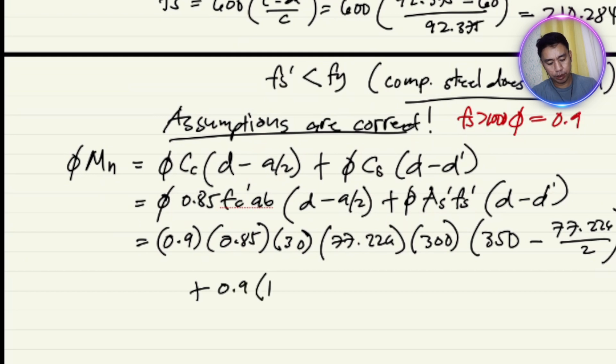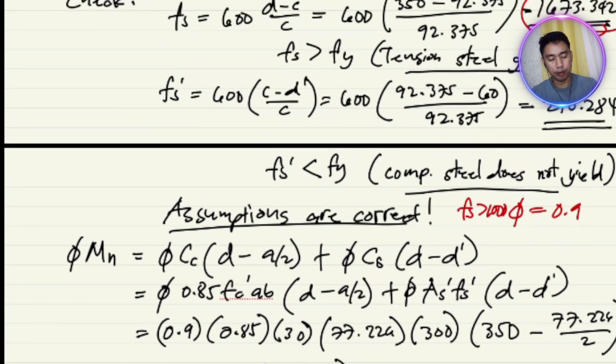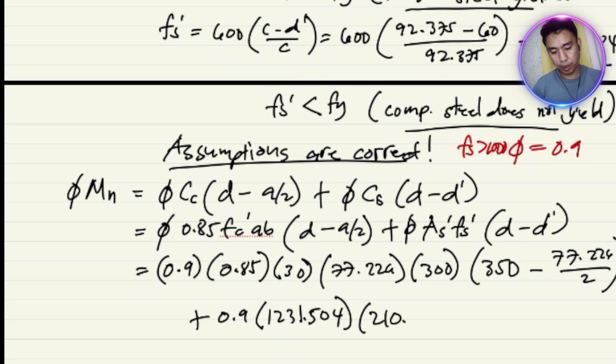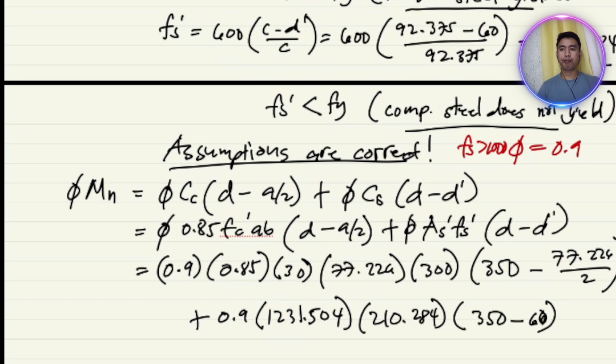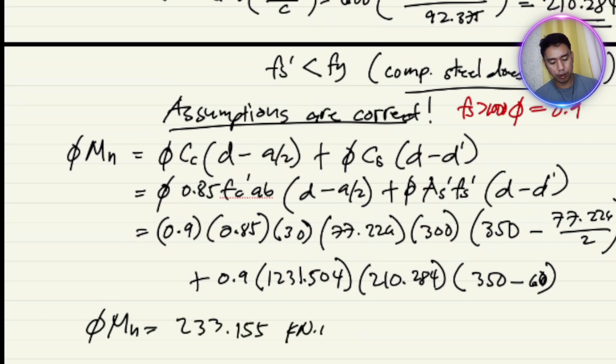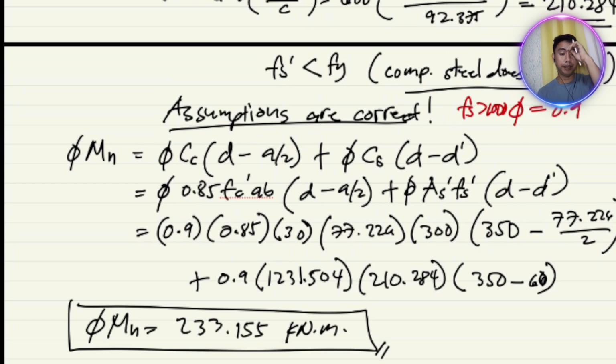Then the second equation plus phi is 0.9. Ang AS prime natin is 1231.504. And then FS prime. Yung FS prime, ito na ngayon. So, hindi na yung 345. So, this is 210.284 times D is 350 minus D prime of 60. All right, so we have phi mn is equal to 233.155 kilonewton meter. Okay?